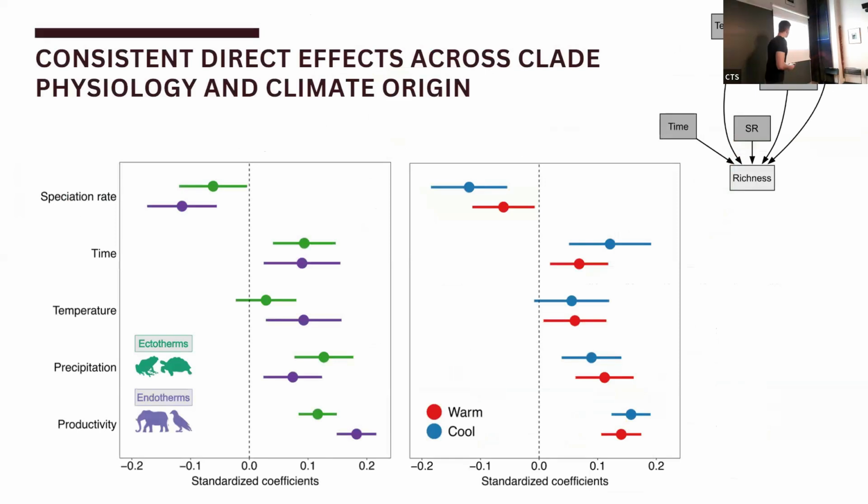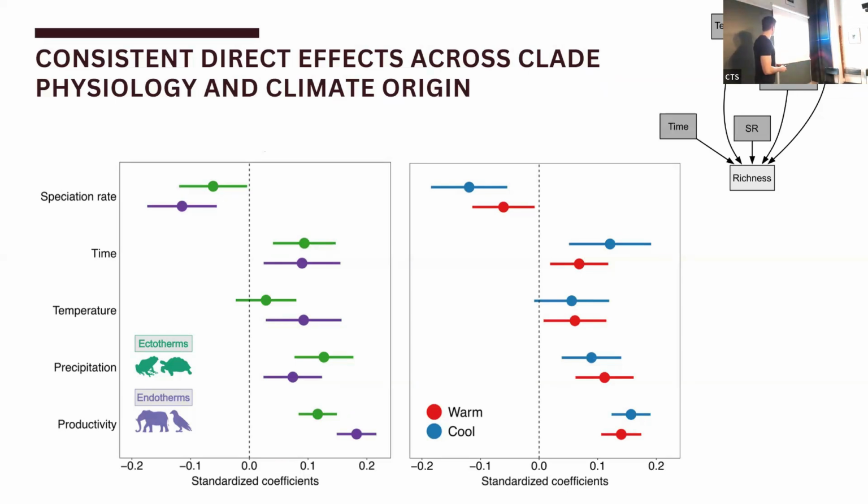Okay, in this part of the presentation, I'm gonna show you the results from the path models. I will start by showing only the direct effects, only those arrows heading directly to species richness, as you can see here. What's important to have in mind here is that the dots indicate the mean standardized effect, and the intervals are 95% confidence intervals calculated across all the clades.